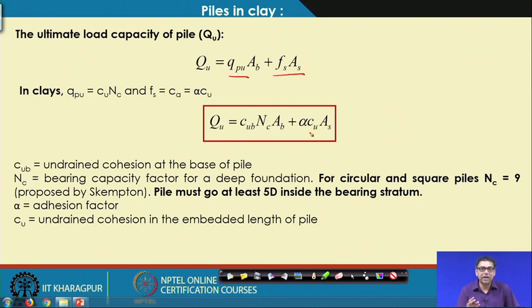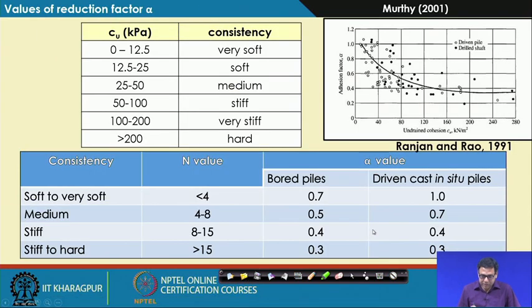So, alpha is the adhesion factor, and if it is soil versus soil, then the alpha value will be 1. If soil versus any other material, the alpha value is generally less than 1. Okay. So, now this AS is the area of the surrounding of the pile. Because here we have to determine the alpha value, how will I determine the alpha value?